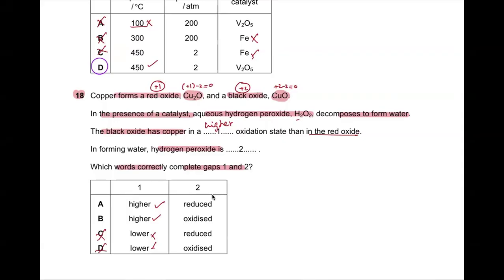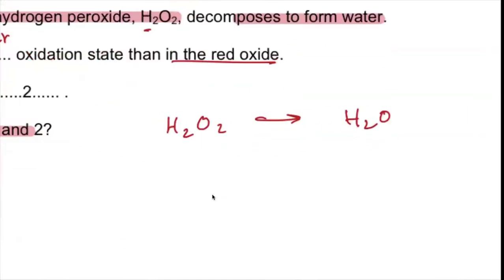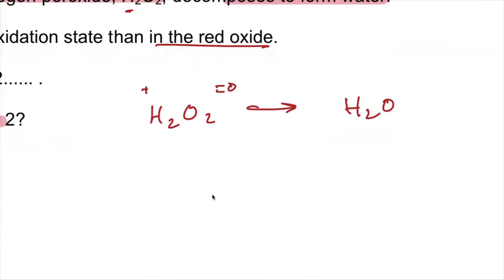Now, they are saying H2O2 decomposes to form water. So have a look over here. The net charge is 0. Hydrogen is +1, there are two hydrogens, which makes it +2, so each oxygen is -1. Over here, water has hydrogen +1 times 2, net charge is 0, so the oxygen is -2. So over here, the oxygen is -1, and over here, the oxygen is -2.